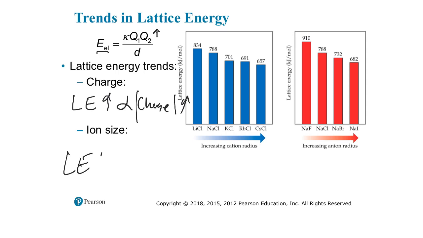Our lattice energy actually drops when we get an increase in size. If we increase size, we increase the distance of separation of the ions, and we therefore decrease the lattice energy. Again, we see lithium chloride to cesium chloride: increasing the size of the alkali metal leads to a decrease in the lattice energy. The same thing happens when we increase the size of the halogen ion.